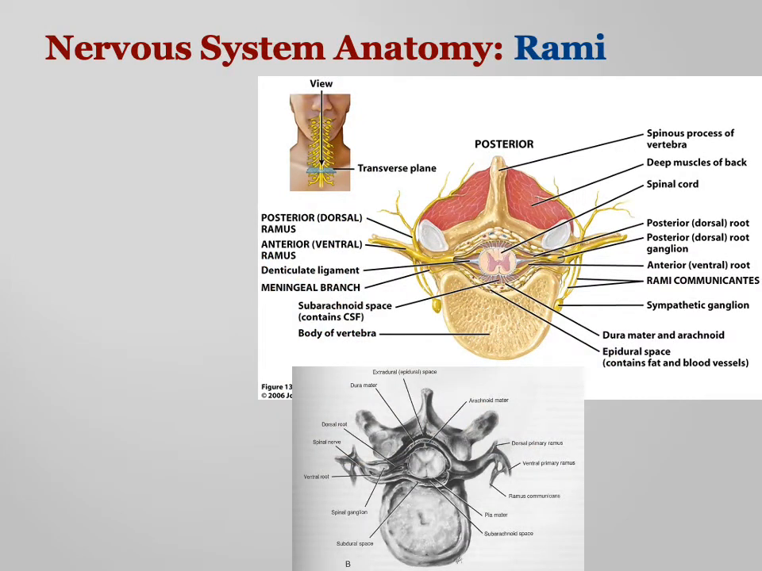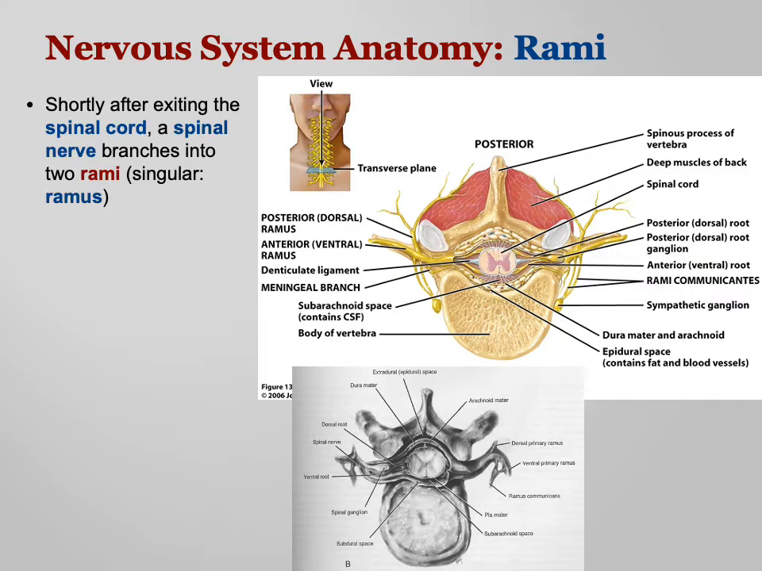Let's talk about some rami. Ramus we saw before. Ramus means branch in Latin. Rami is the plural of ramus. Remember on the mandible we had the ramus of the mandible, the branch that moved up from the body. So what happens here is that the spinal nerve branches right after it leaves the spinal cord. One branch goes around to the back, one branch goes around to the front. The branch that goes around to the back is called the dorsal ramus, and the one that comes around to the front is the ventral ramus.